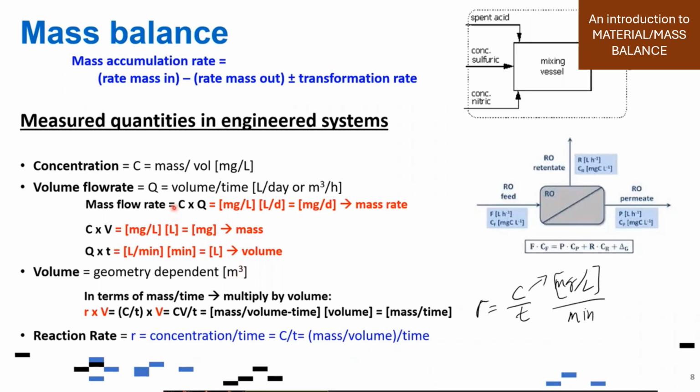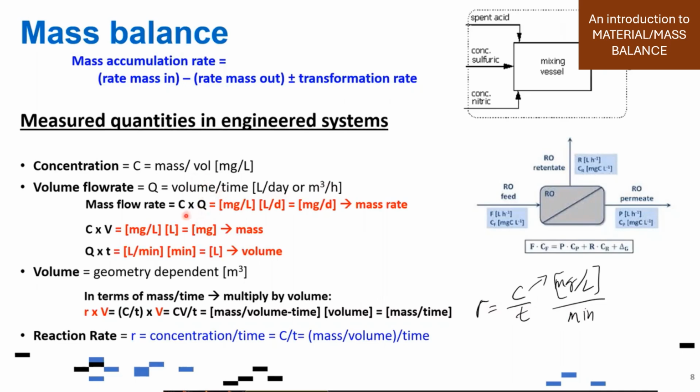Right. So concentration, in the form of C here, is equal to mass over volume, which is in the unit of milligram per liter. And then we have volume flow rate. Volume flow rate is the amount of volume per unit time, so the volume could be in liters or cubic meters per unit time: day, hours, or second. The mass flow rate is basically the concentration times the volume flow rate, C times Q.